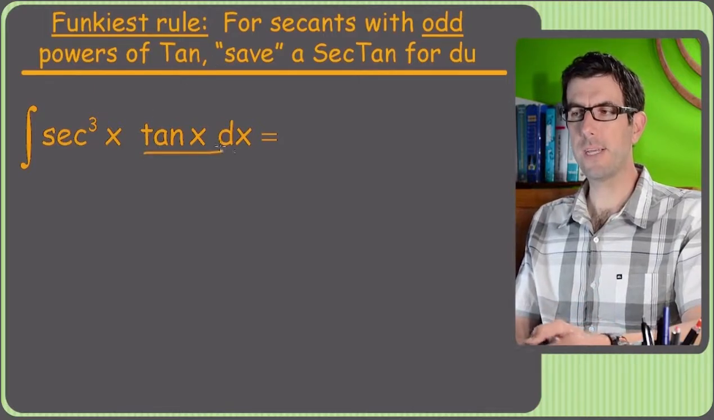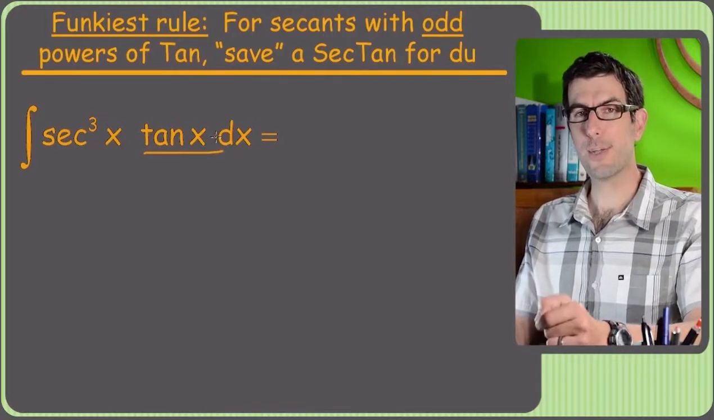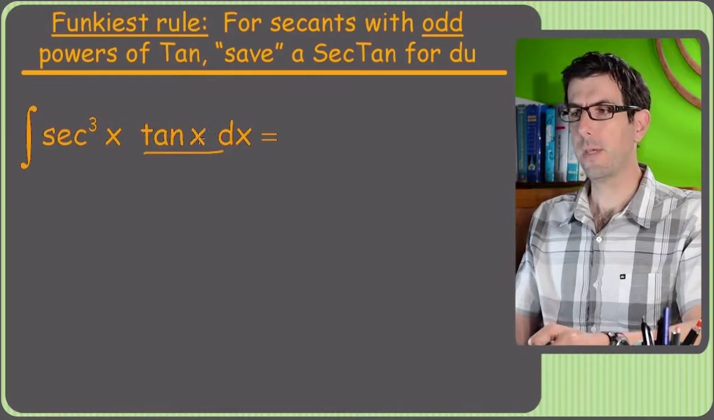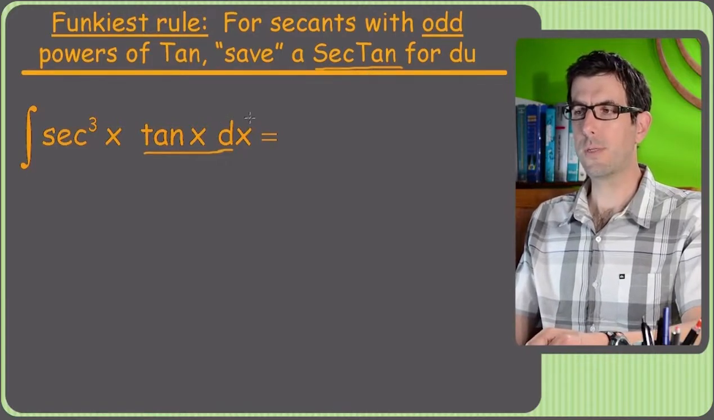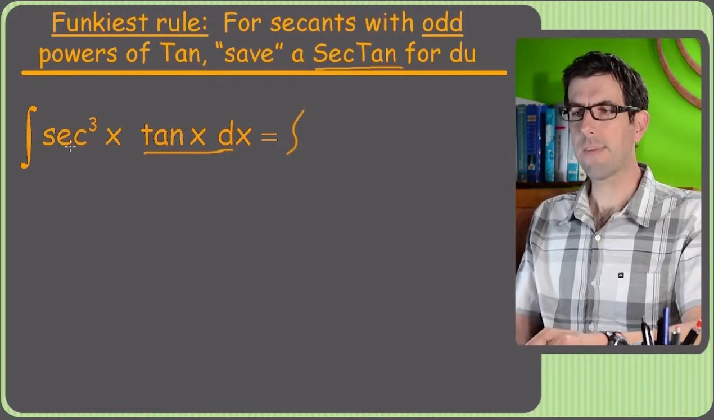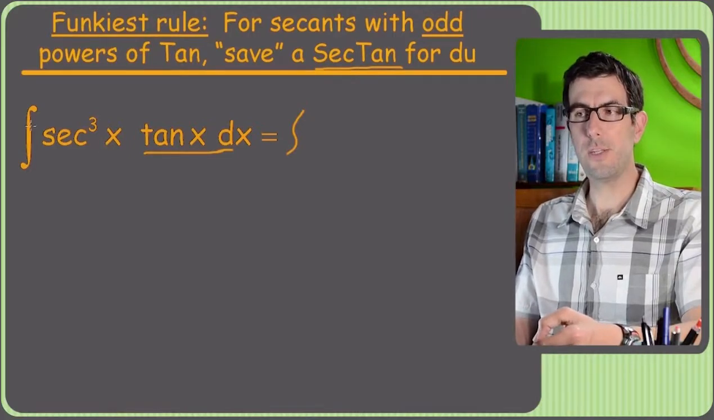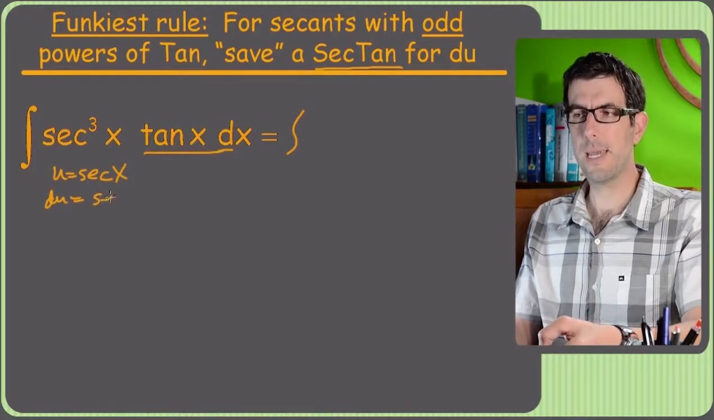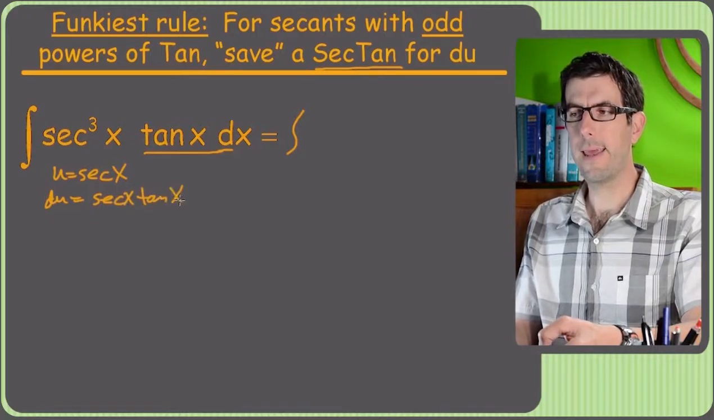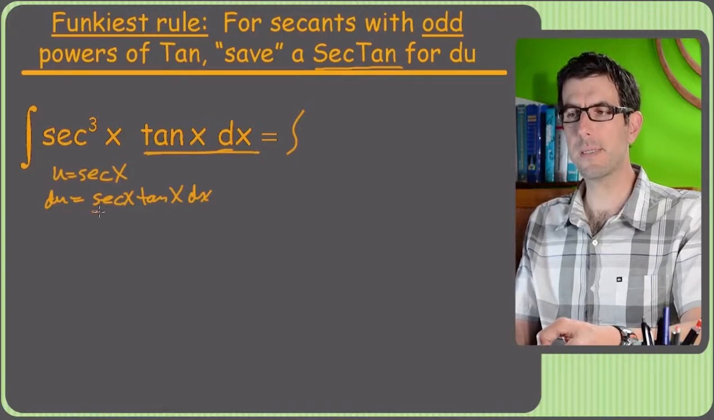On this one we've got a tangent to work with also. And it turns out that's actually really great. So what's going to happen is that we're going to save a secant tangent as our du. So we're going to say, you know what? I've got some secants. So I could just do a power rule on secant with u equals secant. The problem is the derivative of secant, so my du would be secant x tan x dx. I've got the tangent right here in the dx. What I'm missing is a secant.